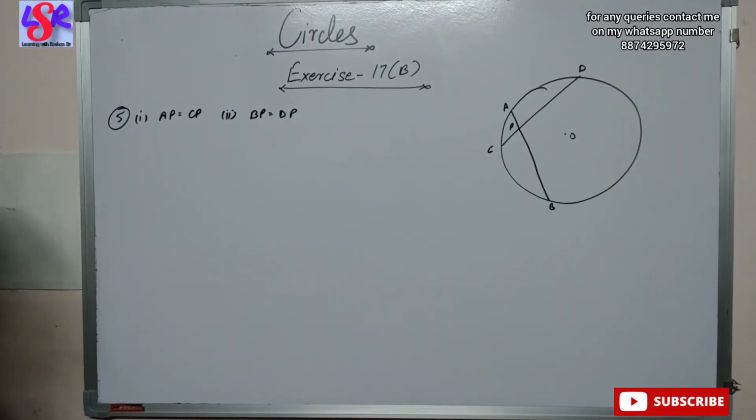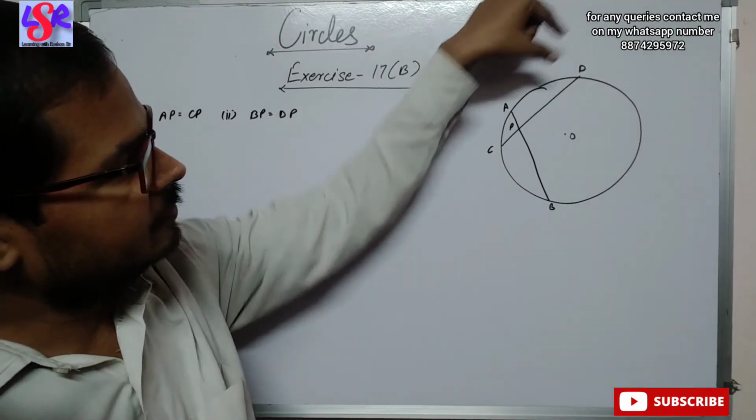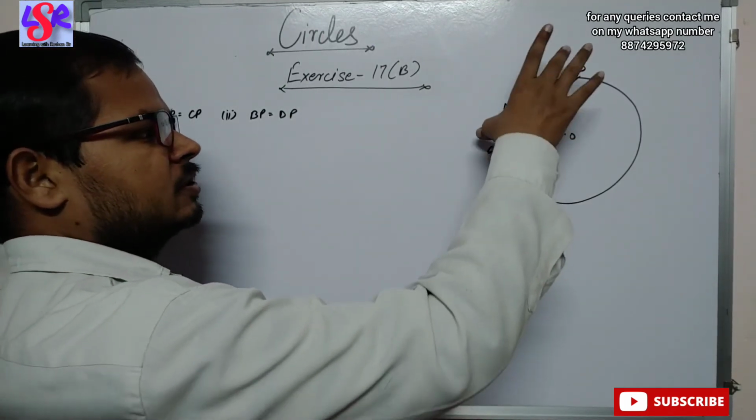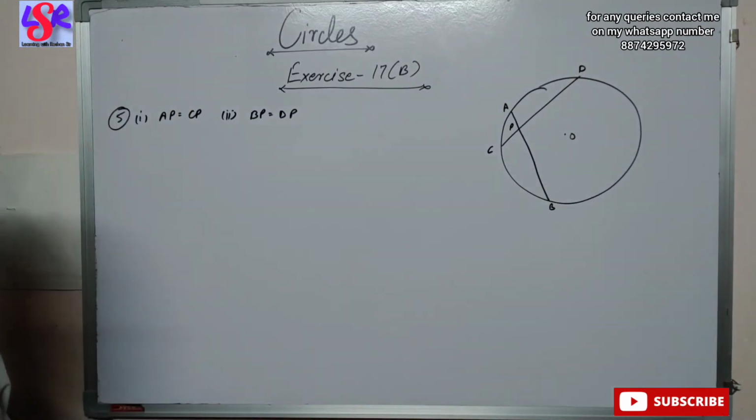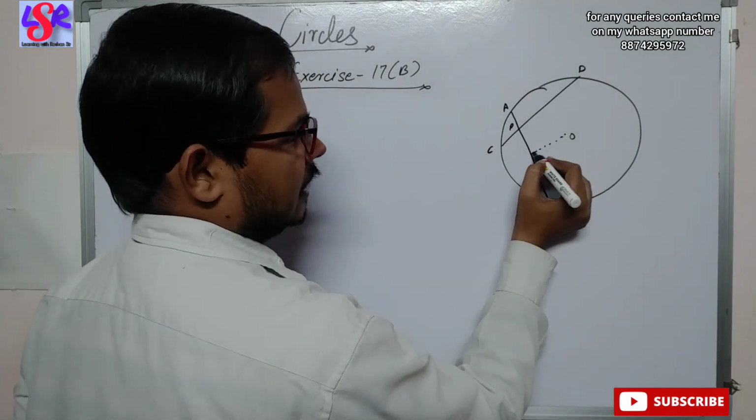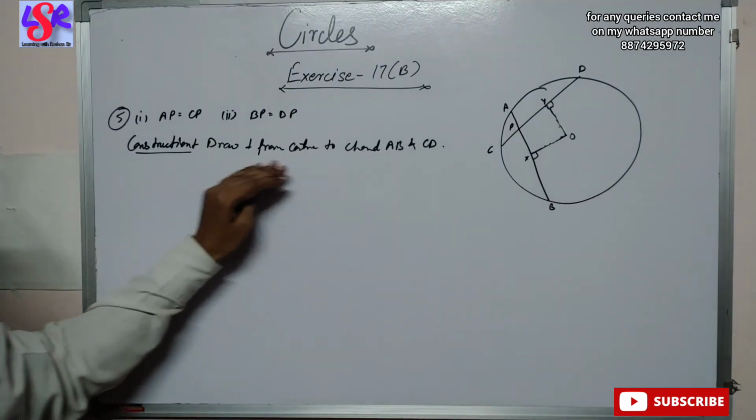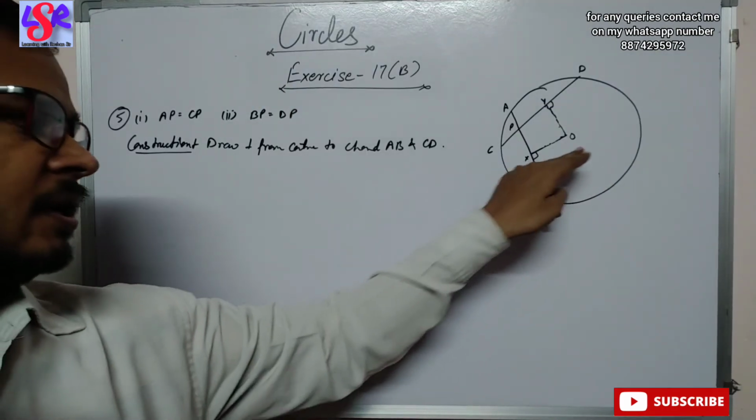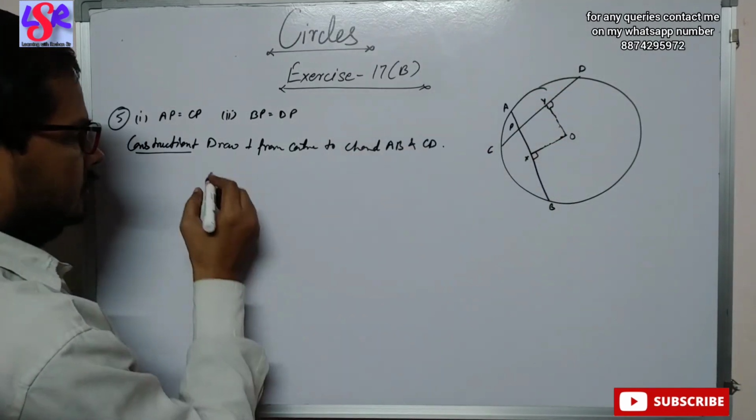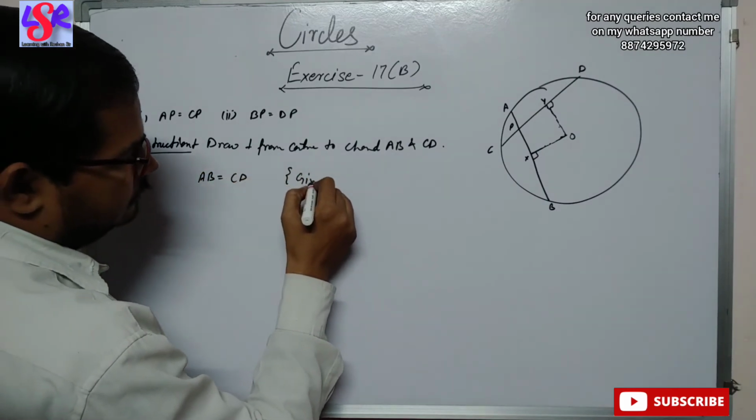Now let's move to question number 5. Here in this question we have this figure in which we have to prove AP equals CP and DP equals BP. We have been given that the chords are equal, that is, the length of chord AB is equal to chord CD. Before starting, we are going to draw perpendiculars from the center to the chords as OX and OY. Now here we have done the construction, the perpendiculars from the center to chords AB and CD, and we have taken them as OX and OY. We have been given that AB equals CD, so AB equals CD. It is given to us.